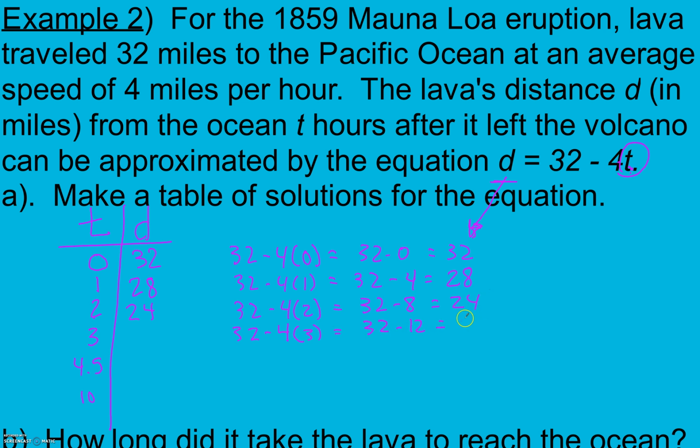Some of them are going to work a little better than others, and we'll see that here in a minute. For 4.5, 4 times 4.5 is 18, which is going to give me 14. So what this is telling me is at a time of 4.5 hours, my distance is 14 miles.